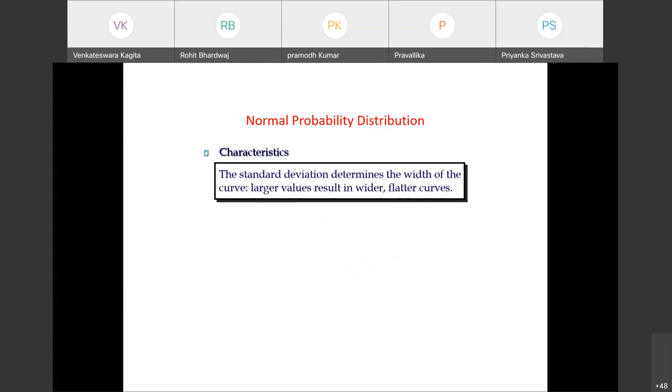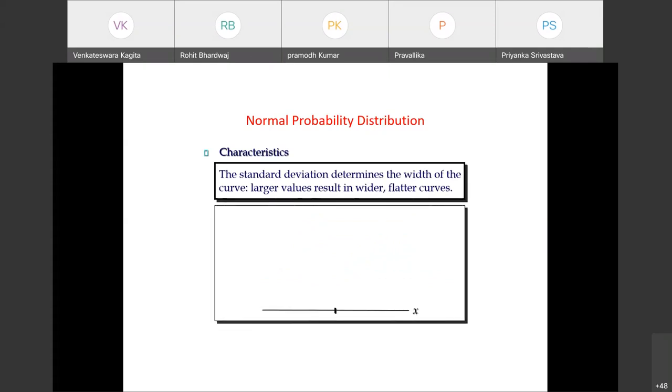And the standard deviation determines the width of the curve. So larger values result in wider and flatter curves. You can see this is with a smaller standard deviation. This is with a larger standard deviation. You can see with the larger standard deviation, we have got the flatter and wider curve.